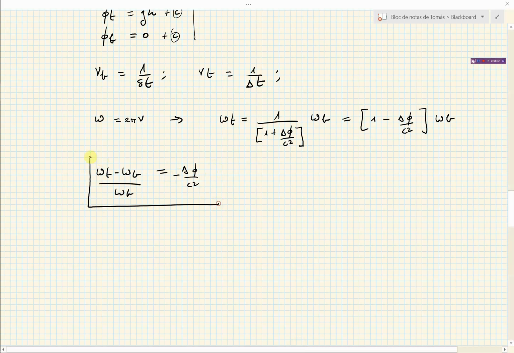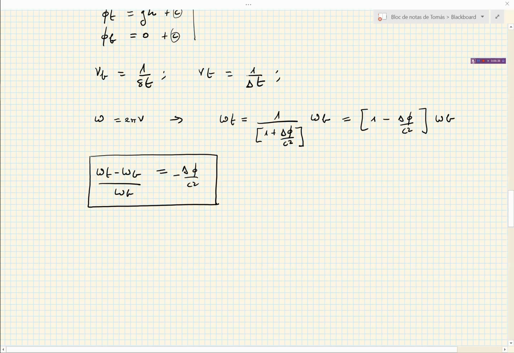Okay, and it tells you that if you emit light with a frequency omega b at the bottom, then it will arrive with frequency omega t. And the quotient, normalized by the frequency at the bottom, is given by minus the increment in the potential energy divided by c squared. This is an effect which is too weak to be observed in the sun, even though the photons that come from the sun have climbed a potential which is quite large, but c squared is very, very large.